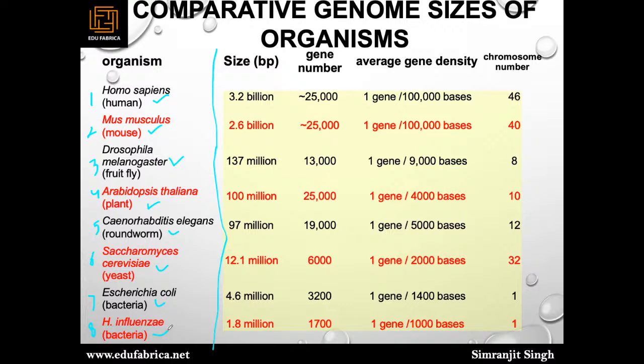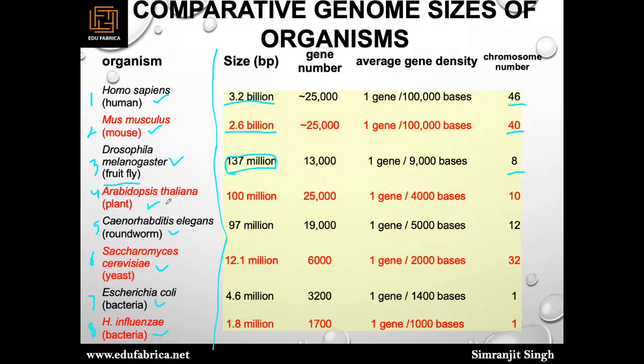All these are the basic models that we use, and you can check that humans have around 3.2 billion base pairs of genes, and 46 chromosomes. That's why we choose mouse as a model for experiments, because they are almost similar: 2.6 billion base pairs and 40 chromosomes. If somebody is interested in the study of genetics, then they go for the fruit fly model. For genetic studies, it is the best model because of the presence of 137 million base pairs of genes, but it has only 8 chromosomes.